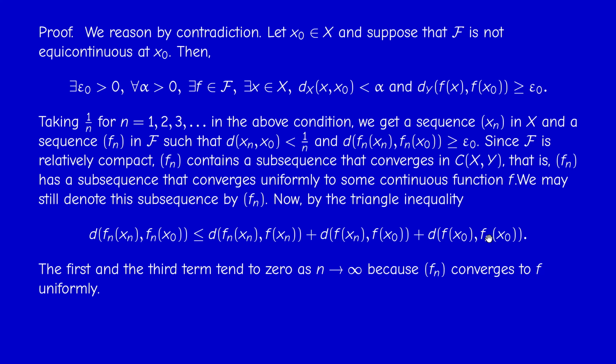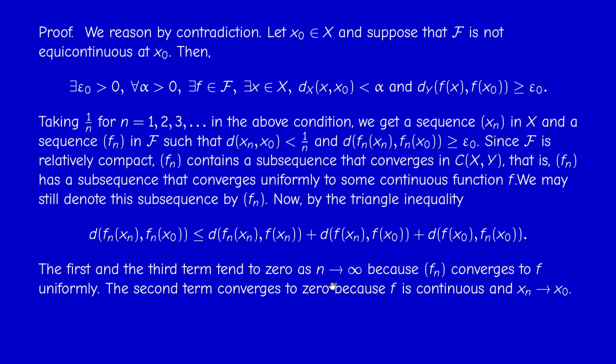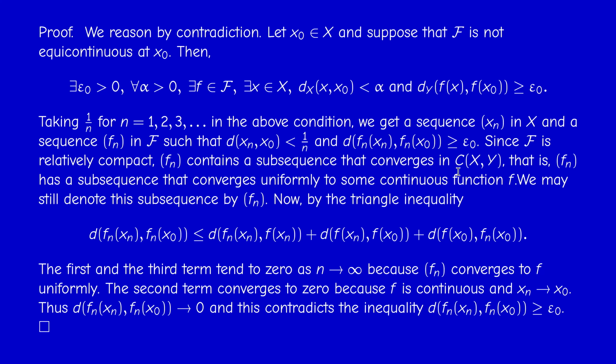So the first term and the third term converge to 0. And what about the second term? The second term also converges to 0 because f is continuous and xn converges to x0. So this quantity converges to 0, but this quantity is bigger than epsilon 0, so we get a contradiction. If it's bigger or equal than a positive constant, it cannot converge to 0. This prevents convergence, so we get a contradiction. So we proved the first result: equicontinuity is necessary for relative compactness.